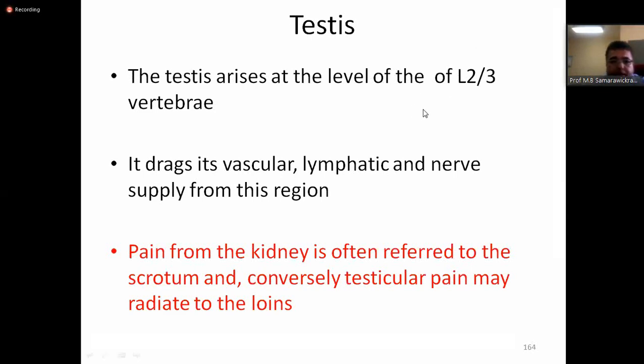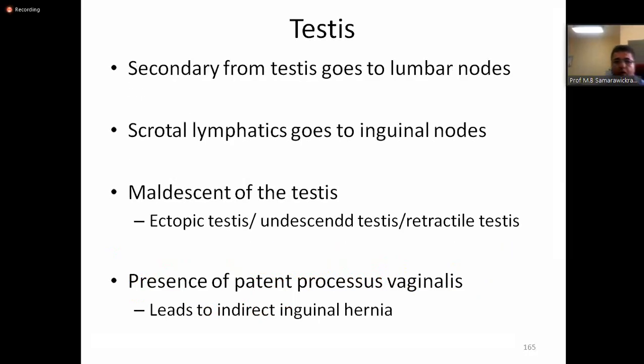Okay, so the testis originates from the L1 to L3 level, and it descends down. On the right side of the kidneys, the kidney and the testis share the same nerve fibers. So sometimes pain from the kidney is referred to the scrotum, and conversely, testicular pain may refer to the loin area.